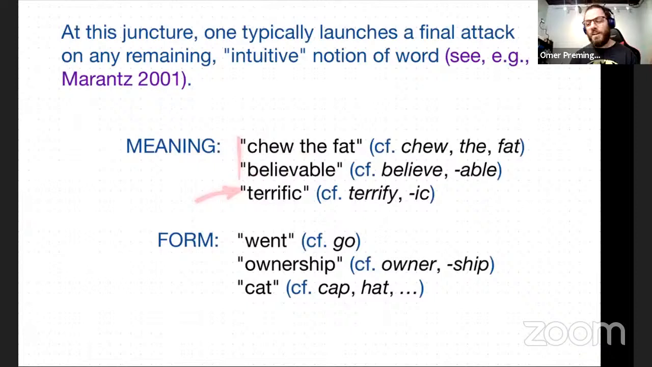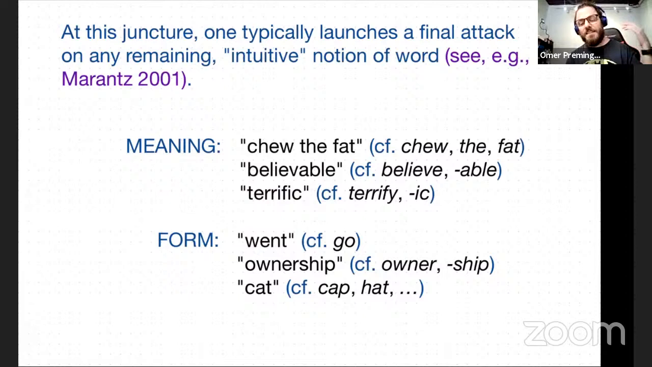And similarly for relations to form. So in the case of went, listing the word as the locus of form-meaning correspondence is not the right granularity because both went and go are different forms of the same word, question mark. And thus you can't take the word to be a form-meaning correspondence. Ownership is in a sense too big to list as a word since it has no form properties that are not fully predictable from the form properties of owner and ship. And then cat is just right.